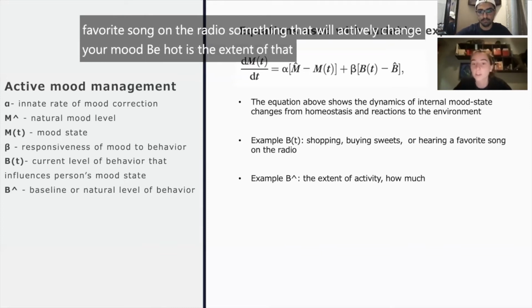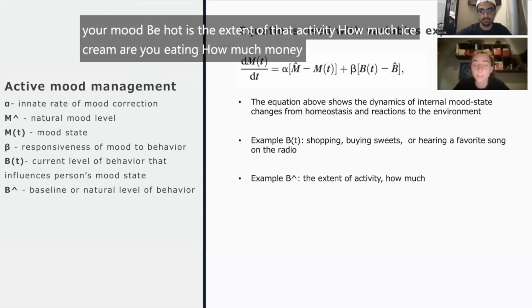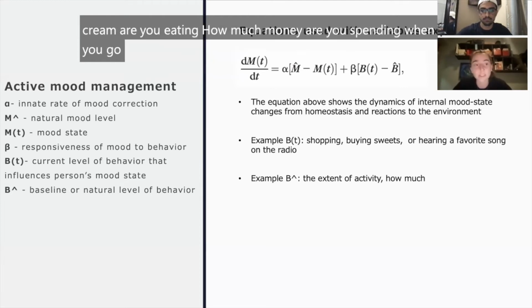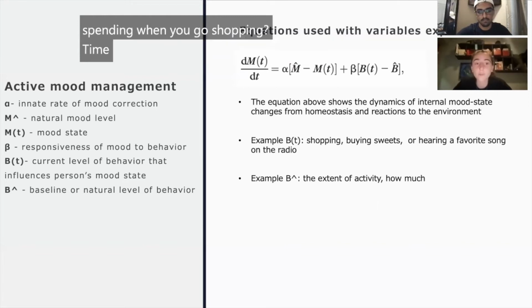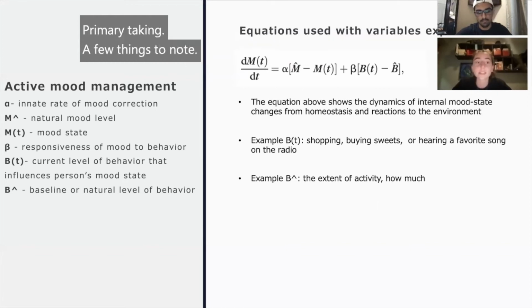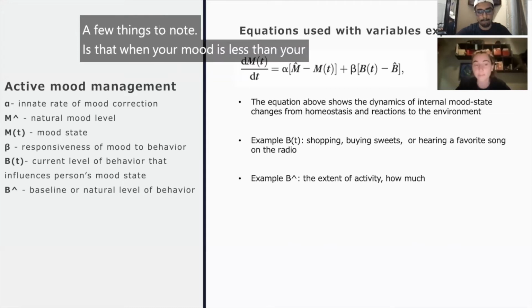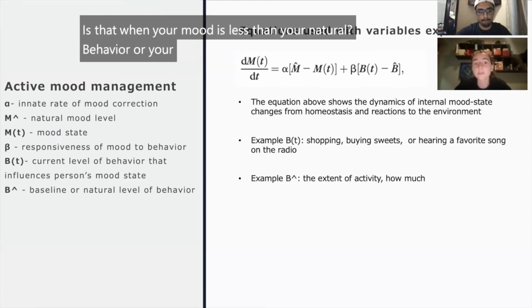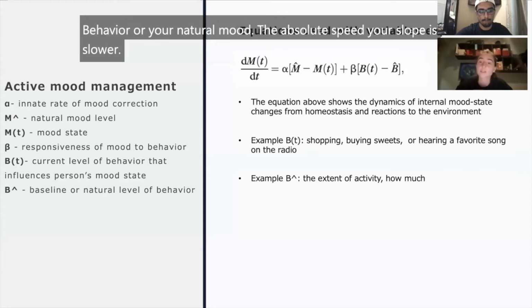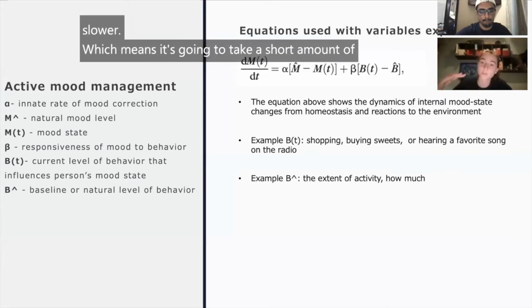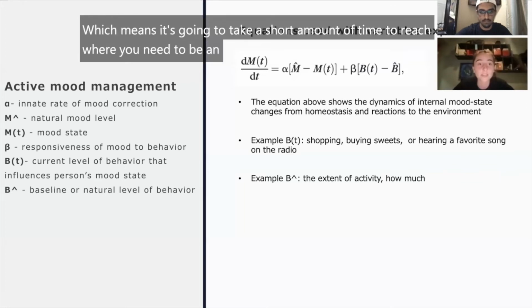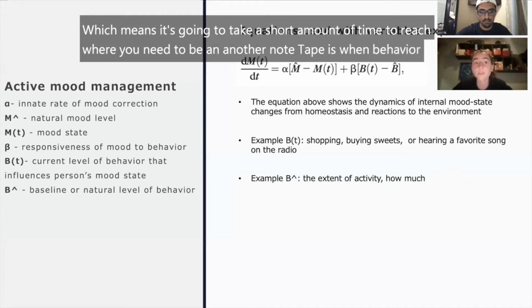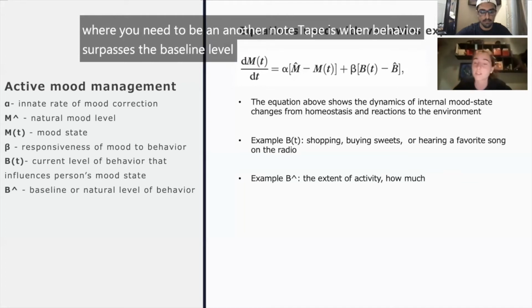How much ice cream are you eating? How much money are you spending when you go shopping? How much time are you taking? A few things to note is that when your mood is less than your natural mood, the absolute speed, your slope, is slower, which means it's going to take a shorter amount of time to reach where you need to be. And another note to take is when behavior surpasses the baseline level, the slope has a rapid increase to your mood state.